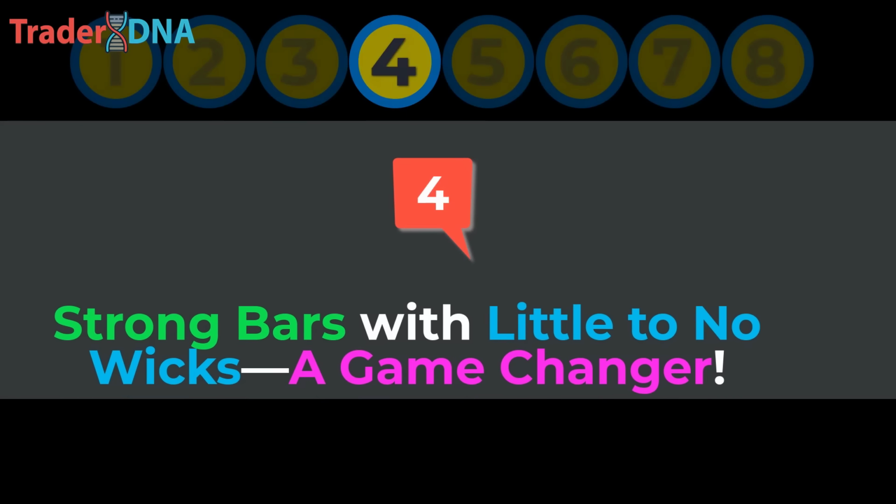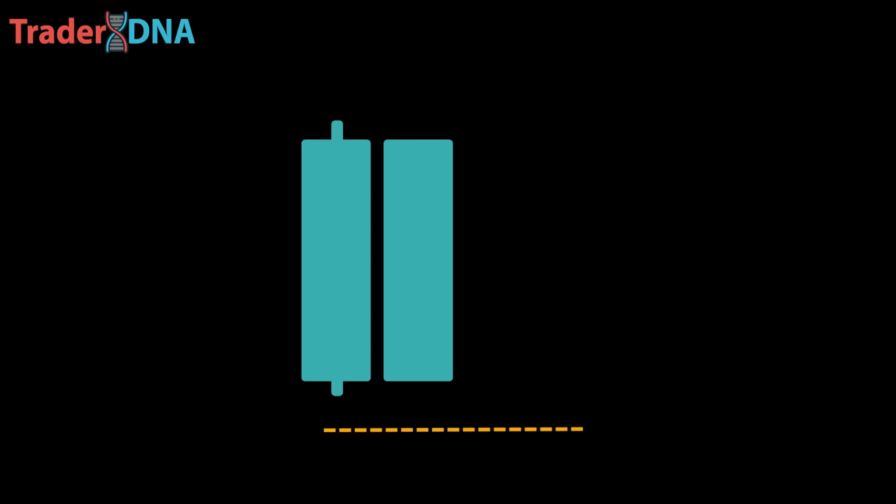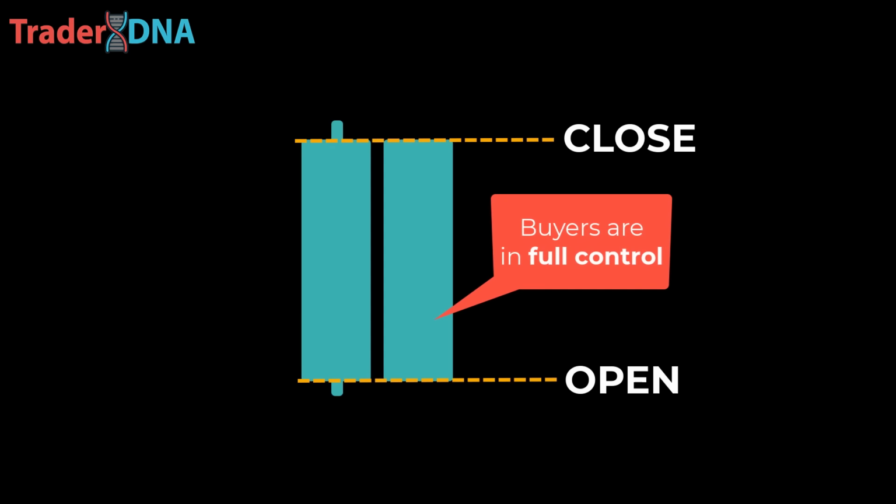4. Strong bars with little to no wicks. A game changer. This is a major signal of urgency in the market. Let's break it down. In a strong uptrend, if a candlestick opens and immediately pushes higher without significant pullbacks, or if it does pull back, the retracement is very minimal. This tells us something big. Buyers are in full control. They are aggressively pushing prices up, showing a strong willingness to buy as soon as the previous bar closes.